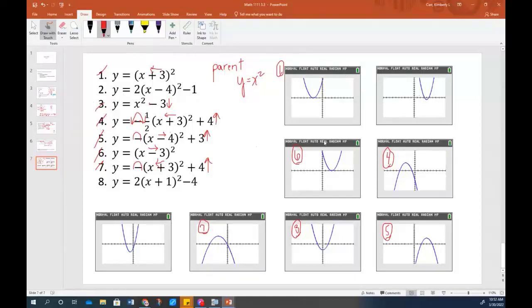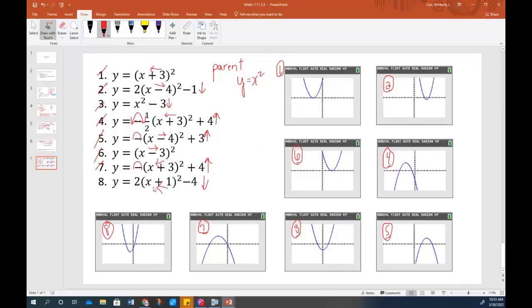So now I have 2 graphs left, but they have vertices in very different places. So even though the widths look the same, what I want to do is look at where that vertex is. On number 2, this vertex has been moved to the right 4 and down 1. Oh, that's got to be this one then, because the other one has moved to the left. So that one's number 2, which of course means this one is number 8, because it has moved to the left 1 and then down 4.